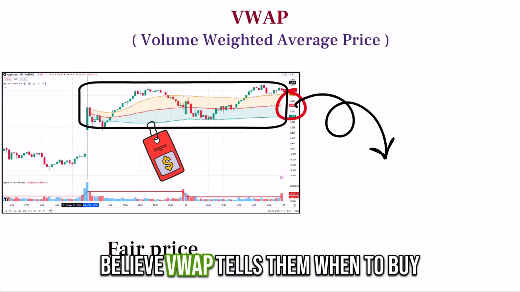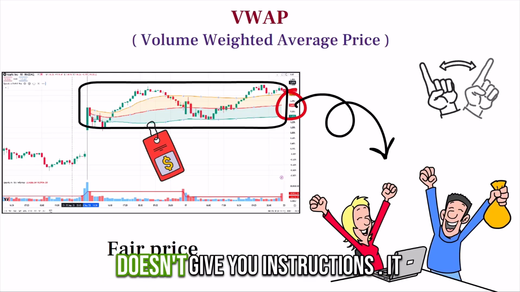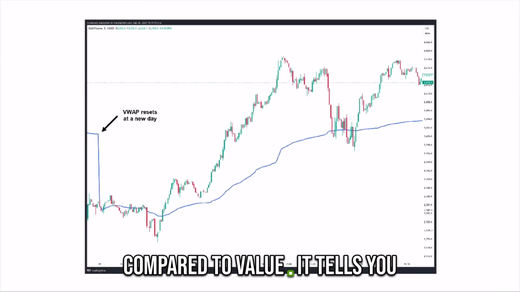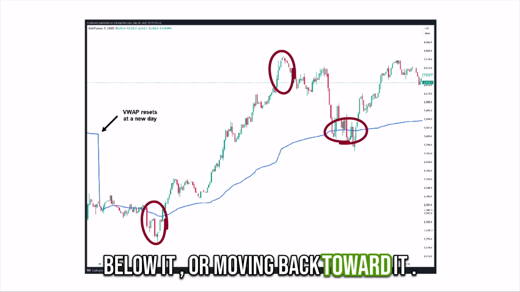Most believe VWAP tells them when to buy or sell, but it doesn't. VWAP doesn't give you instructions. It shows you where price is trading compared to value. It tells you whether current price is above it, below it, or moving back toward it.